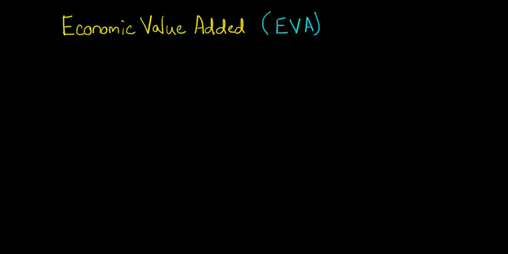In this video, I'm going to talk about something called economic value added, otherwise abbreviated as EVA. So, EVA is a variation of profit. The first thing you might be thinking is, well, why do we need a variation of profit? What's wrong with profit as a measure?